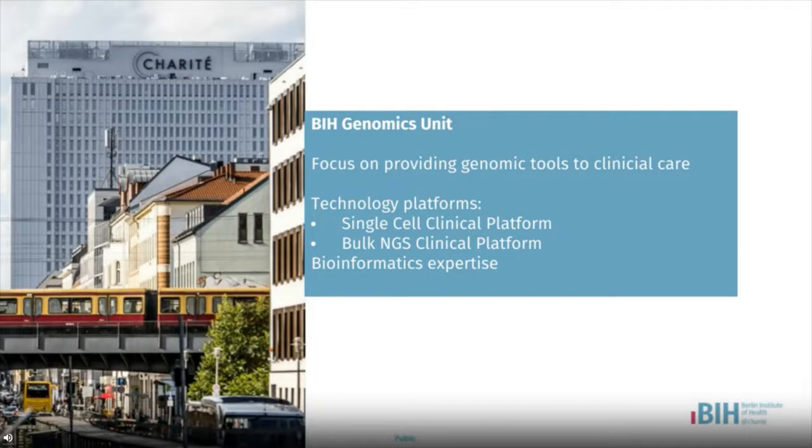The focus of the BIH Genomics unit is on providing genomic tools and implementing them as a part of clinical workflow to enable patient care. The unit consists of 2 technology platforms. The first one centers on single-cell technologies, and the other one utilizes standard bulk NGS approaches. The fact that my unit members include both molecular biologists and bioinformaticians allows us to implement workflows starting from clinical sample and ending on clinical grade reporting.